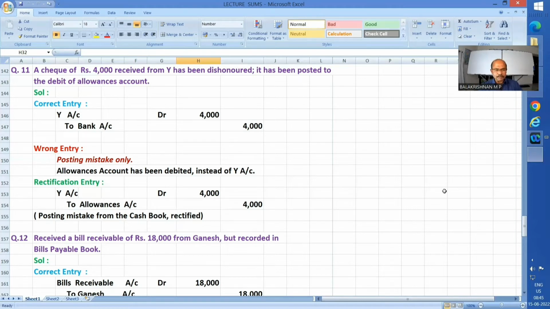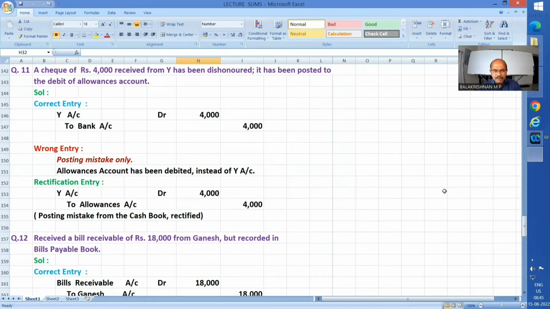A check of rupees 4,000 received from Y has been dishonored. It has been posted to the debit of the allowances account. Well, you know, when you deposit a check from a party, the entry will be bank to Y, Y being the party. Suppose the check is found to be dishonored, we have to reverse the entry. The entry will be Y account debtor to bank account. So Y account debtor to bank account is the correct entry. Whereas you have shown, instead of Y account, you have posted it to the allowances account.